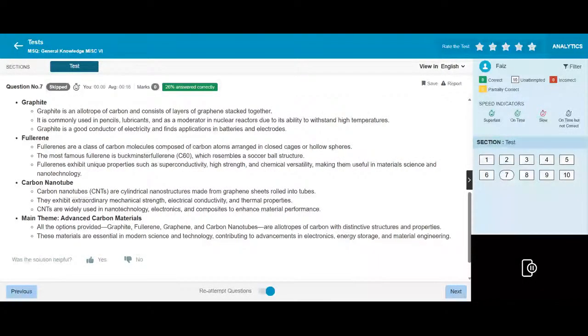Carbon nanotubes are cylindrical nanostructures made from graphene sheets. They exhibit extraordinary mechanical strength, electrical conductivity, and thermal properties.